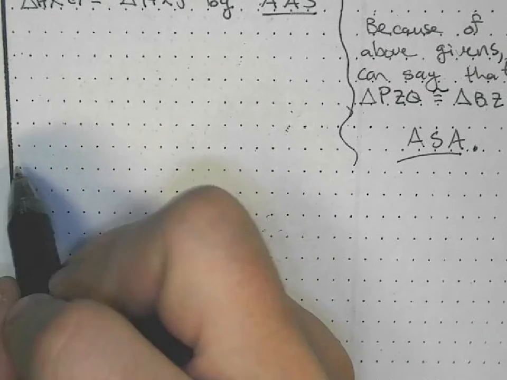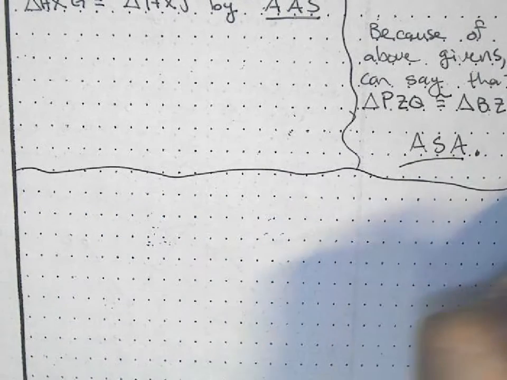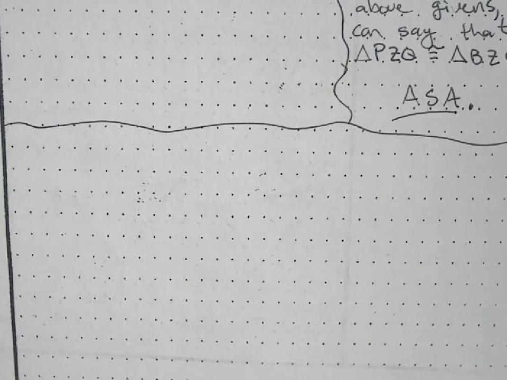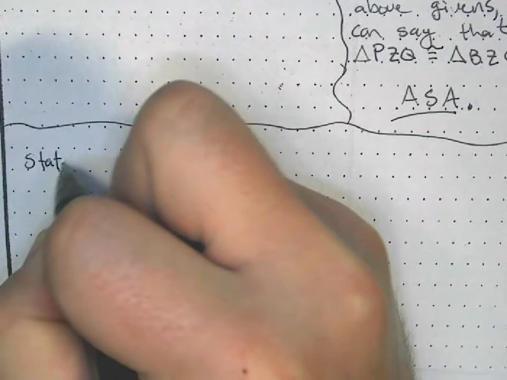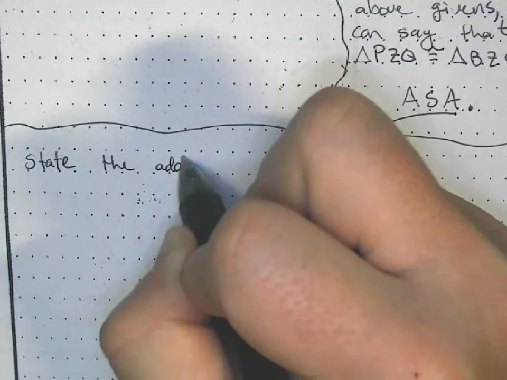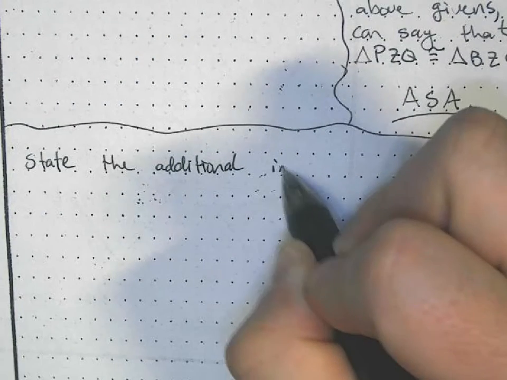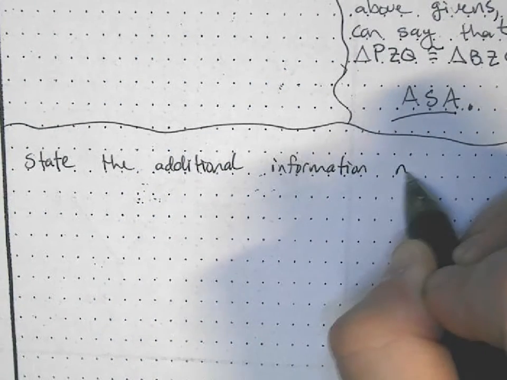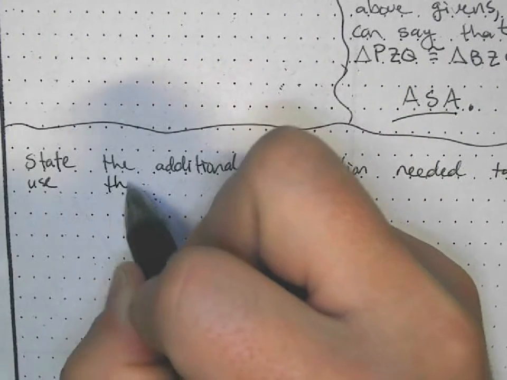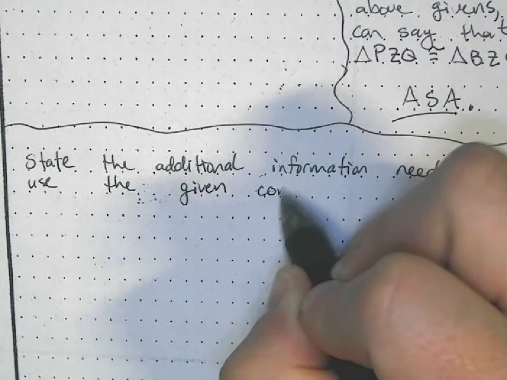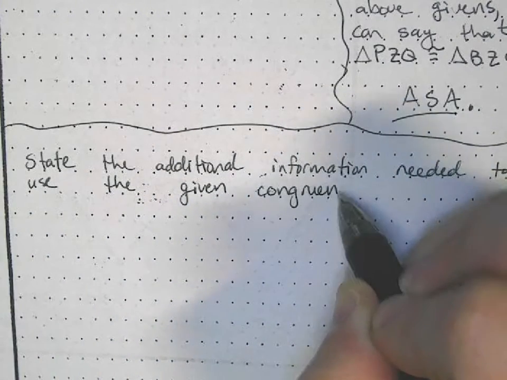Okay, now let's say we're asked to make a claim that the triangles are congruent, but we just need more information. What information would we need to make the claim that the two triangles are congruent? So state the additional information needed to use the given congruency theorem.